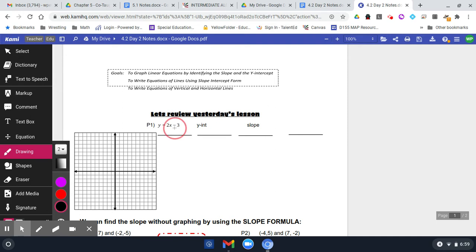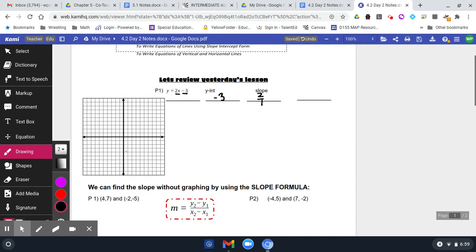Our y-intercept is right here. That's where we start every single graph, and our slope is right here, which is our rise over our run. All right, so we use those two things to graph our line. So we go down here, and -3 would be our starting point. 1, 2, 3. All right. And then we would go up 2 over 1, 2 over 1, 2 over 1. All right, so that's what we did yesterday.